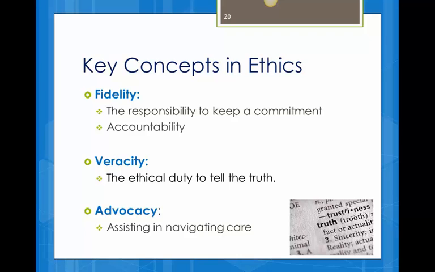The next concept is veracity. So it's really the ethical duty to tell the truth. So we know that the profession of nursing does rank very high for our ethical duty to tell the truth. And so we need to continue to keep that level of trust within the community and within our society. So the RN really should always tell the patient and their family the truth. Patients do have the right to know.